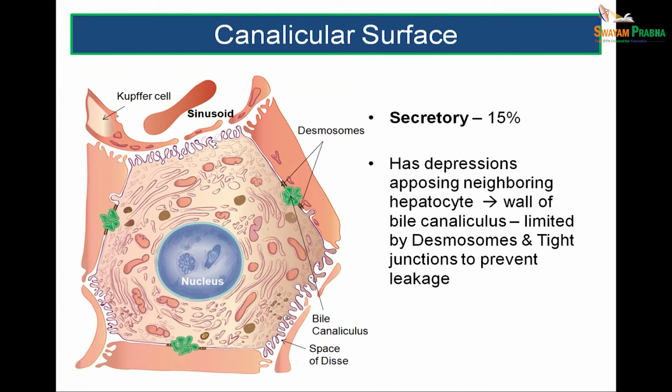The next surface we are going to study is the canalicular surface. This is 15% of the surface area. It is secretory. It has depressions on both sides, and there are cell junctions, tight junctions and desmosomes on either side of the canalicular surfaces. These desmosomes and tight junctions maintain watertight closure and do not allow any leakage of the bile secreted into the biliary canaliculus to get out of the biliary canaliculus.